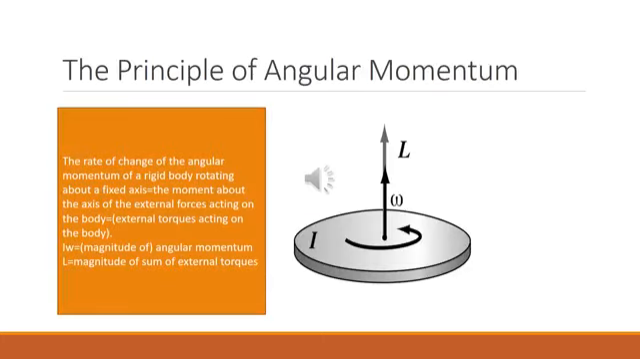The principle of angular momentum can be described through a right hand rule, where the rate of change of angular momentum of a rigid body rotating about a fixed axis is equal to the moment about the axis of the external force acting on the body, or the external torque acting on the body. I omega is equal to the magnitude of angular momentum. L represents the magnitude of the sum of external torques.